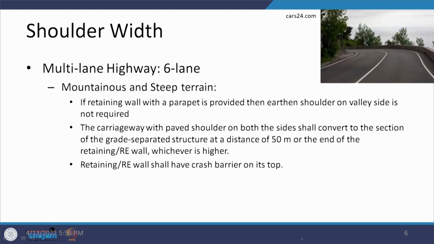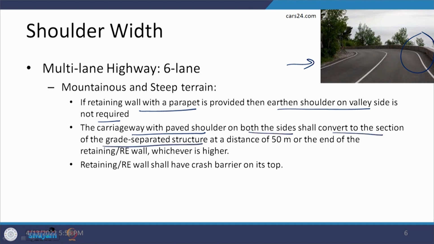Now, a few more pieces of information with respect to the mountainous and steep terrain, when 6-lane highways are going to be constructed. The very first thing is, if the retaining wall with the parapet is provided, then earthen shoulders on the valley side are not required. Of course, this is not a photograph of a 6-lane highway, but what you can see towards the right hand side is that there is a parapet wall, and we do not have the earthen shoulder on this side. The paved shoulder is taken up to the parapet wall, and that is the end of the shoulder.